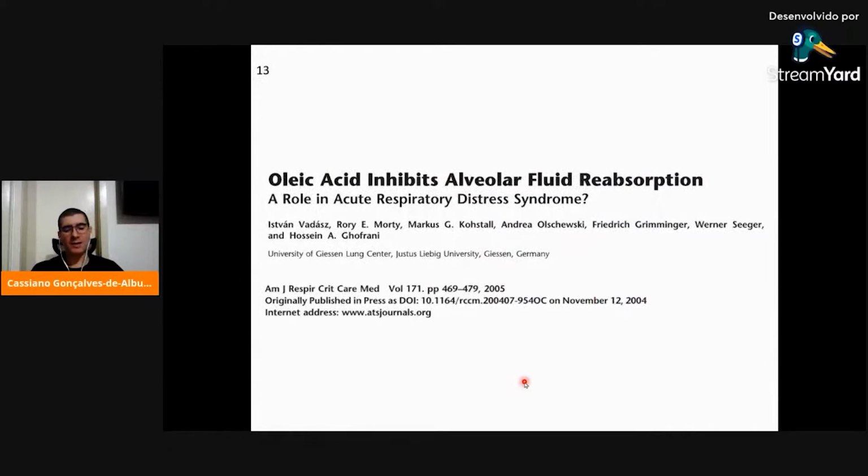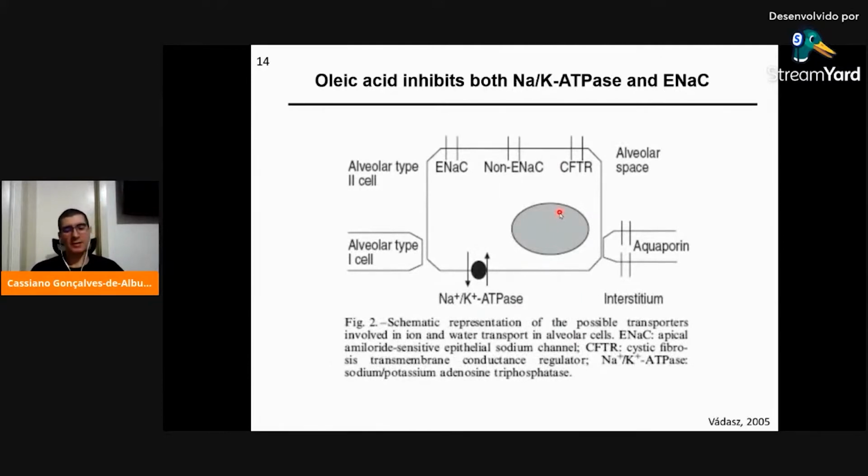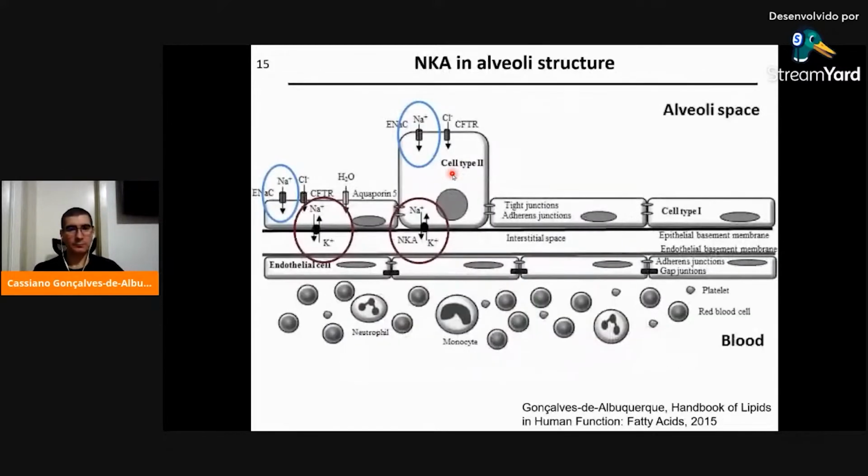Oleic acid is one of the main NEFA increased in critically ill patients. Oleic acid inhibits sodium-potassium ATPase and impairs edema clearance. The leading cause of death in critically ill patients is ARDS with lung failure. So, oleic acid inhibits both sodium-potassium ATPase and the epithelial sodium channel. Both are present in cell type 1 and 2, and so they are critical to optimum edema clearance.